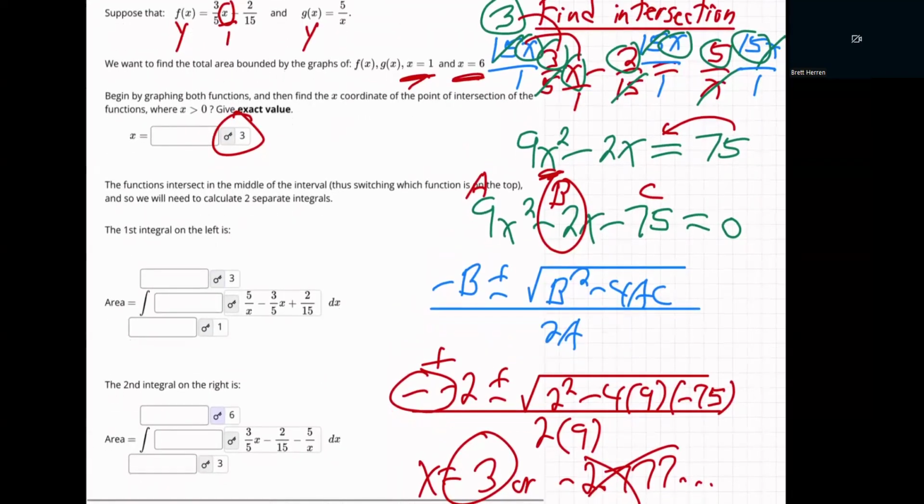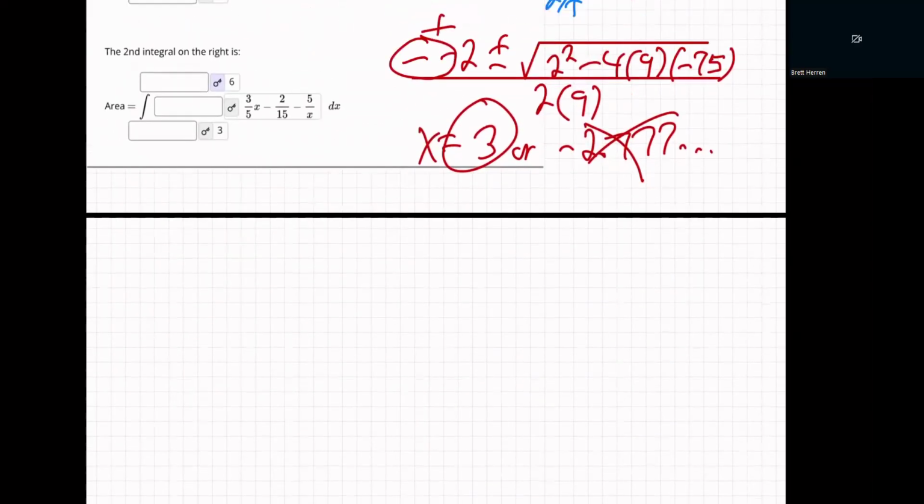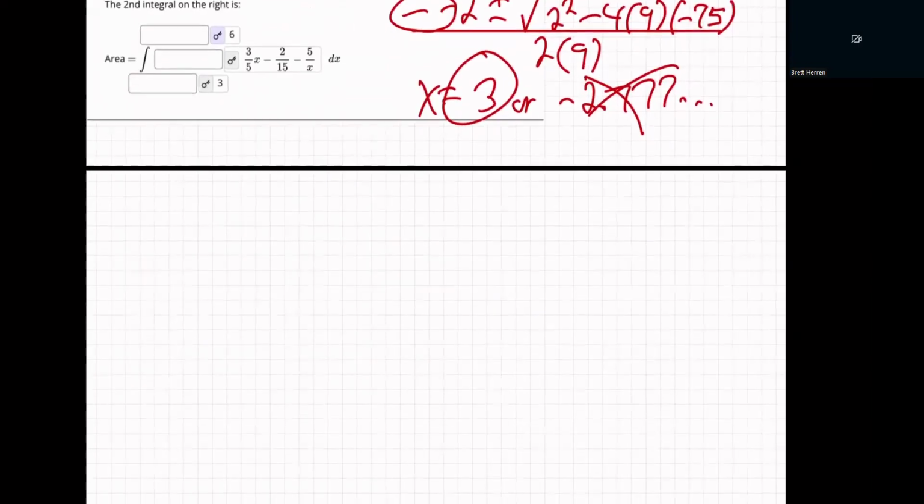So that's where they're going to do. We're just looking between 1 and 6. Okay. Define x equals 3. So that's the first step. We got that. That's where they intersect. And now it told us that we need to graph. So we do need to graph these. So how do we do that?